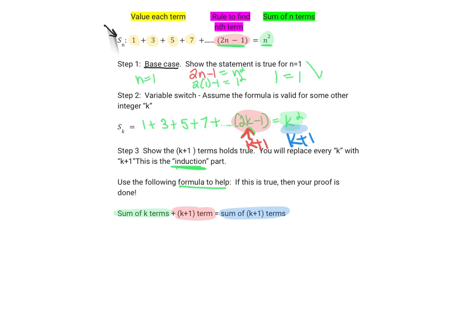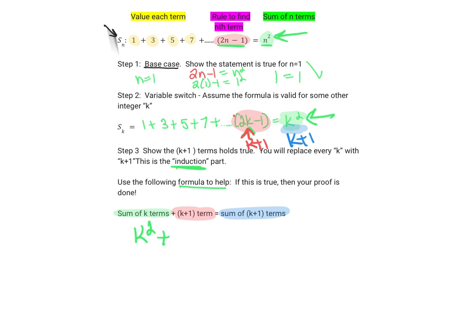Okay, so the sum of the first k terms is k squared. I might want to use color here so I can maybe organize by color a little bit. And again, that is because the sum of our k terms is n squared, but once we did the variable switch, it was k squared, plus, okay, and in red, the k plus 1 term.